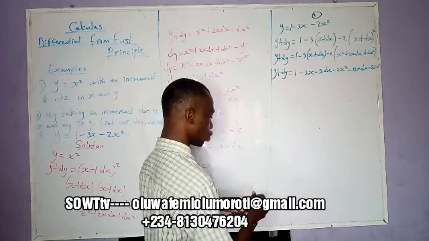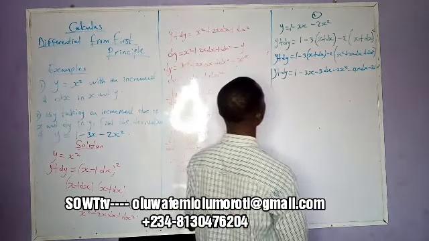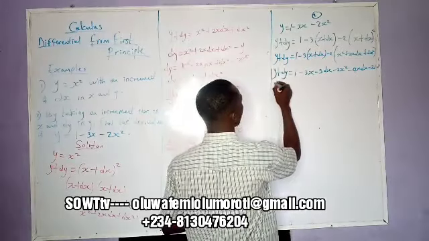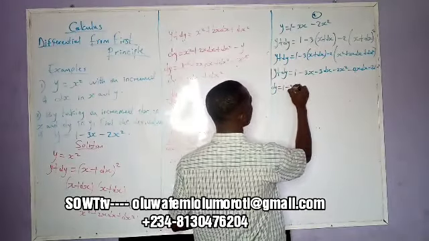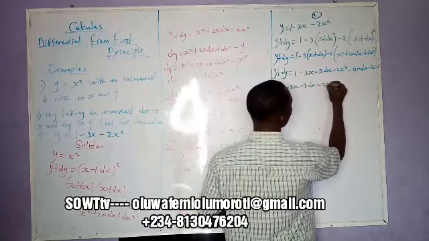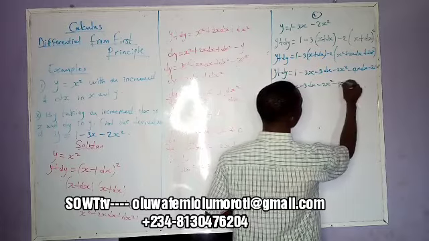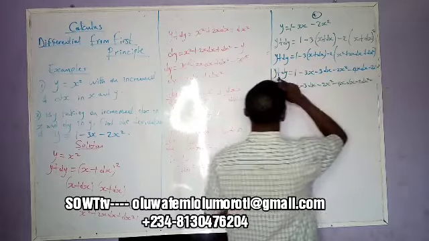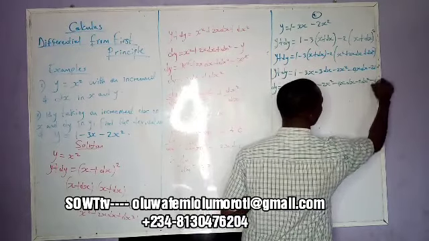So the next thing for us to do is to bring y to this place. That is step number 2. So we have dy equal to 1 minus 3x minus 3 dx minus 2x squared minus 4x dx minus 2 dx squared, minus this y, that is minus y.